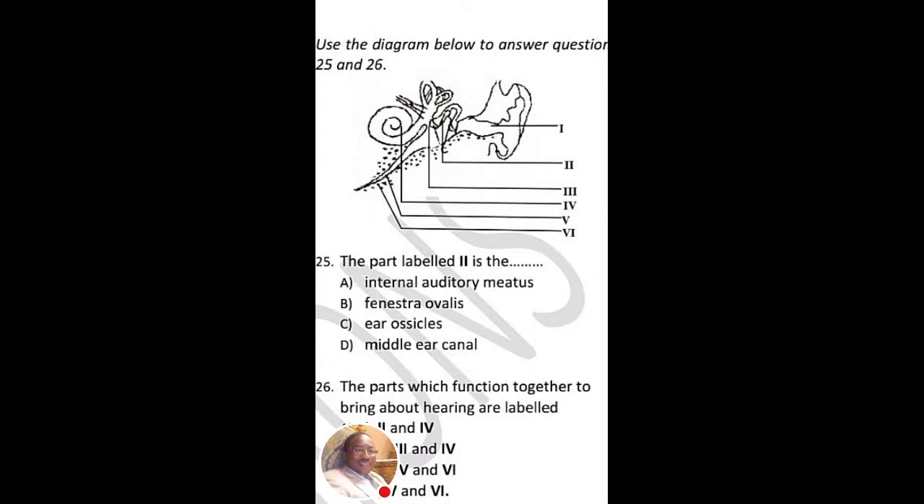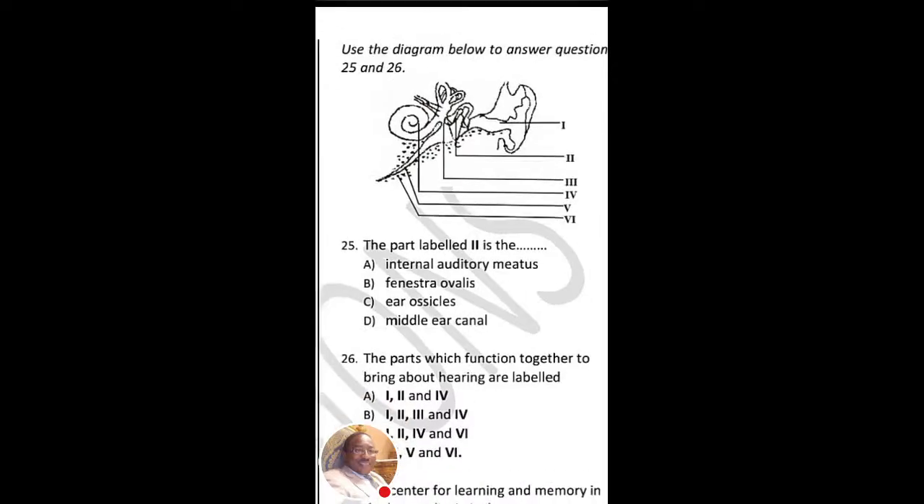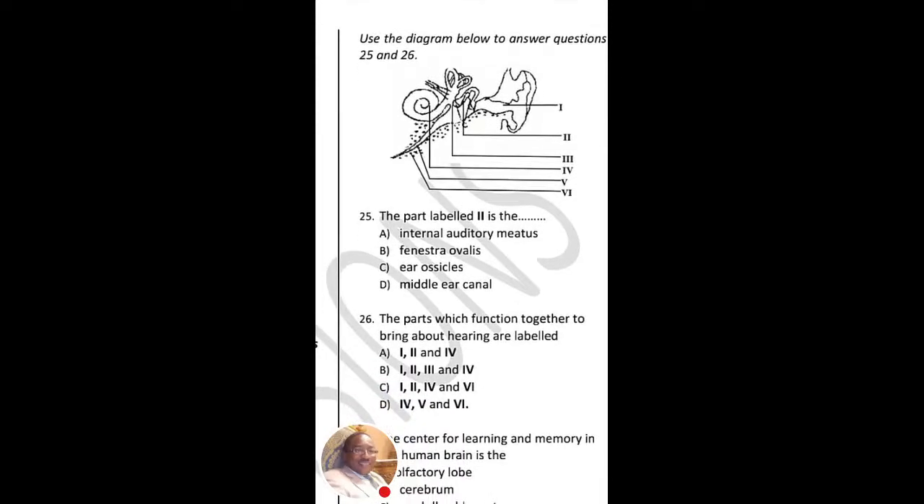And then number 4 is going to be the coiled cochlea. Number 5 will be the eustachian tube. And number 6 will be the bone in the skull. Okay? Let's look at the question. The part labeled 2, let's look at number 2. Definitely the option is C. That is the ear ossicle, or bones of ossicle. That's the answer to number 25, option C.